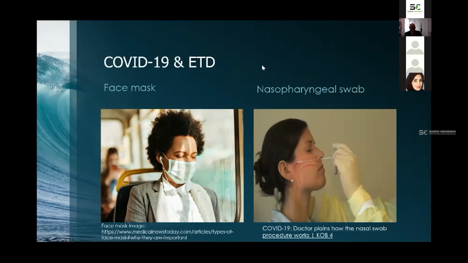Another important point to note is that the nasopharyngeal swab used for the diagnosis of COVID can cause ETD, especially when vigorously or incorrectly performed, by causing trauma to the opening of the Eustachian tube, or by transferring secretions or reflux gastric content from the nasopharyngeal region to the Eustachian tube.